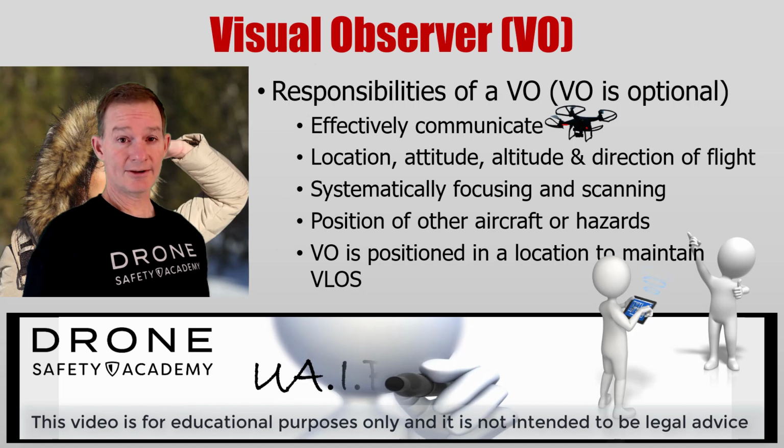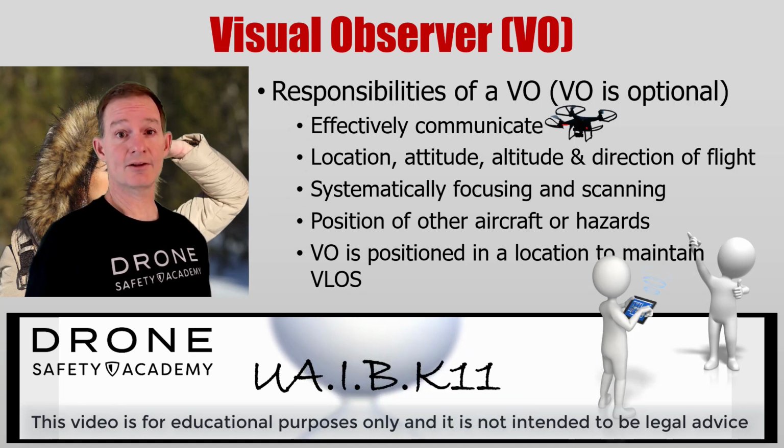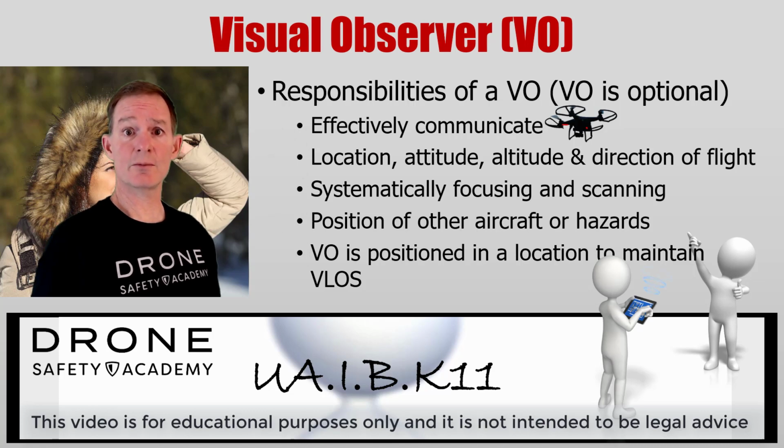The responsibilities of the visual observer include effectively communicating the location, attitude, altitude, and direction of flight of the UA. They must also be aware of the position of other aircraft and hazards. A visual observer must be positioned in a location to maintain visual line of sight.